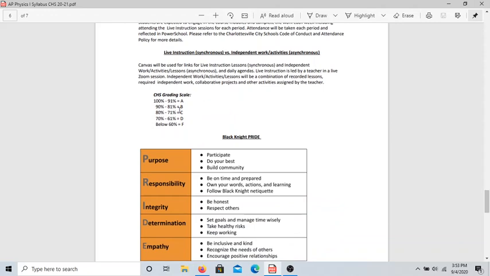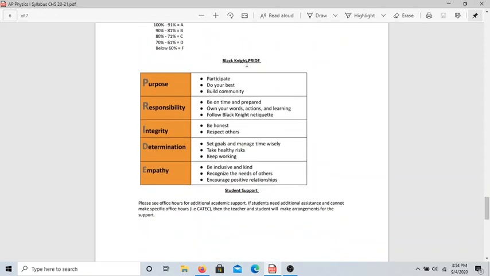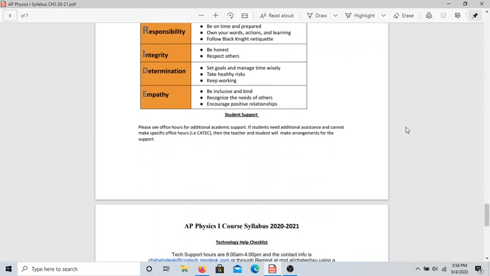Grading scale, in case you forgot over the summer. Black Knight Pride, you can go through and read that. That's all stuff we talked about earlier, but it's all stuff that we want to make sure we're doing when we're in class so that we're ensuring that other people are willing to take mistakes, and we're not causing anyone to feel like they don't belong here. Student support, and so on.